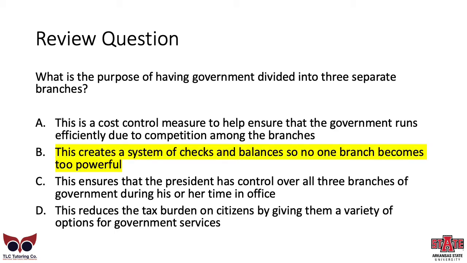The correct answer is B. The purpose of having the government divided into 3 branches is to create a system of checks and balances so no one branch of government becomes too powerful.